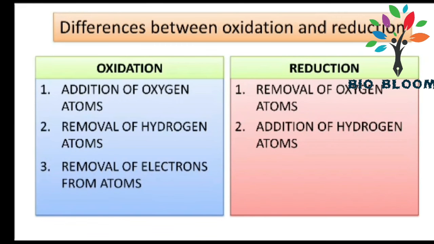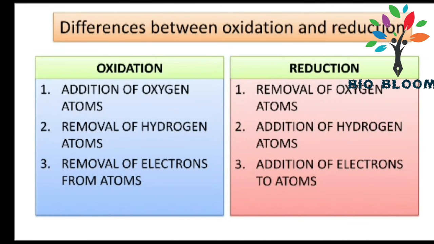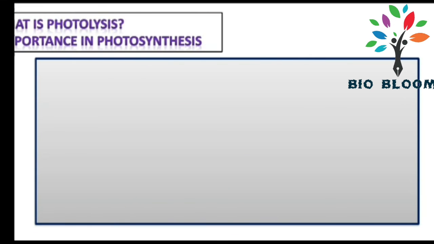Next, removal of electrons from atoms takes place in the oxidation process, and in the reduction process, addition of electrons to atoms takes place. So these are the differences between oxidation and reduction. Next, we come to a question and answer format.